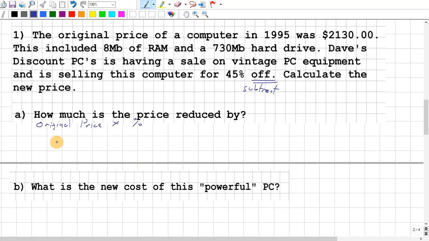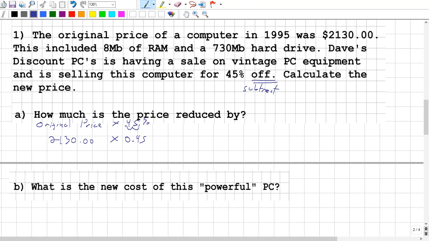So what I do is I take the original price of $21.30. You can put the decimals or not; those decimals aren't really going to change the value. And I multiply by the percent, which is 45%. But we have to take that 45% and convert it to a decimal, right? So I take 45 and divide it by 100, moving the decimal place two places. So I get multiplied by 0.45.